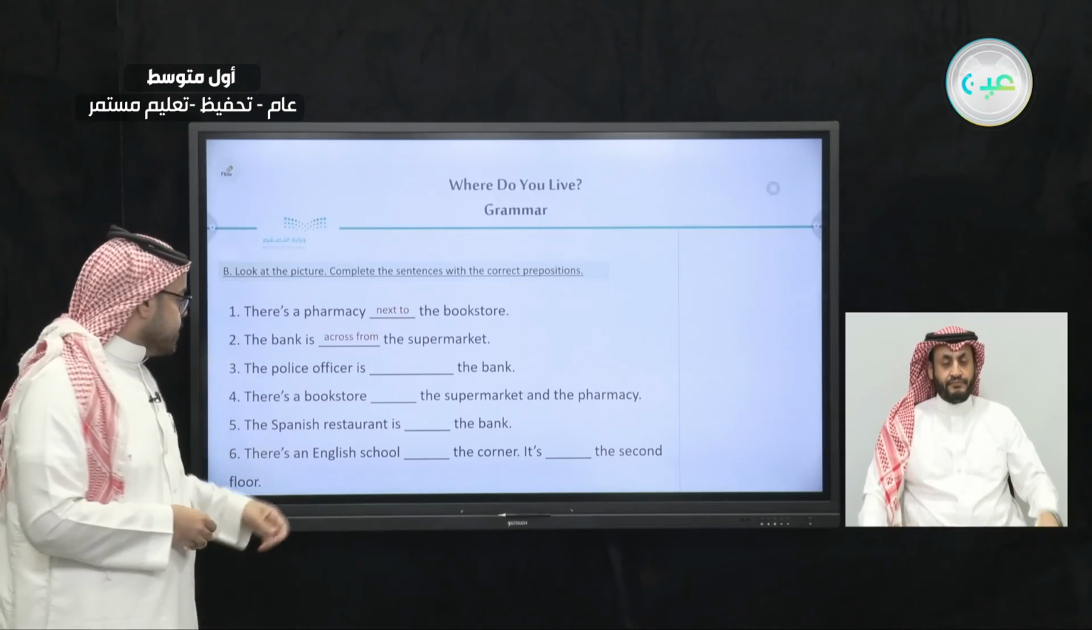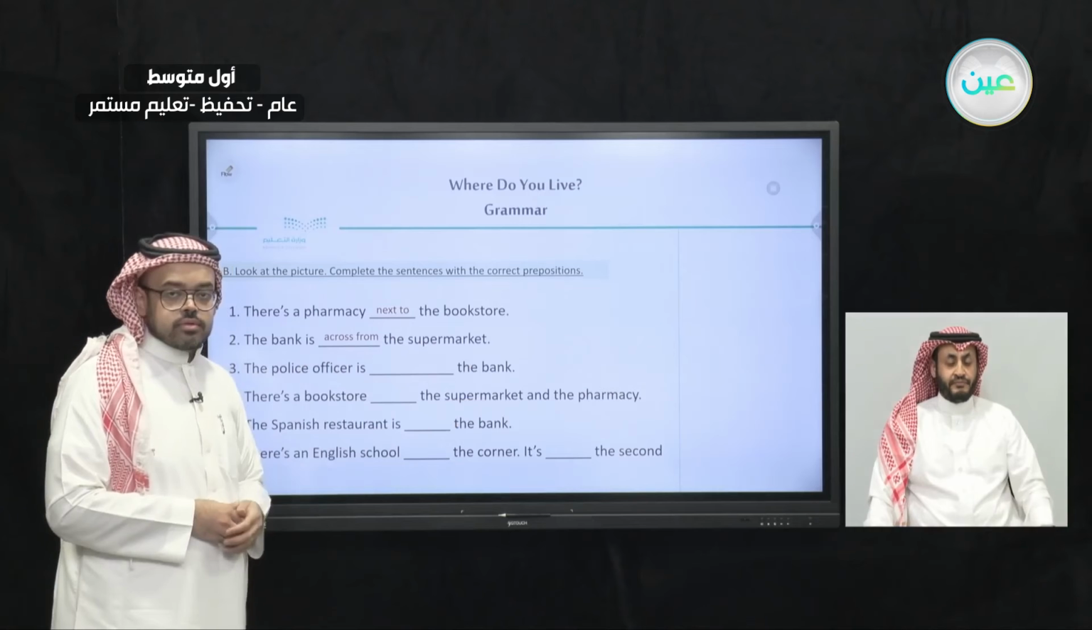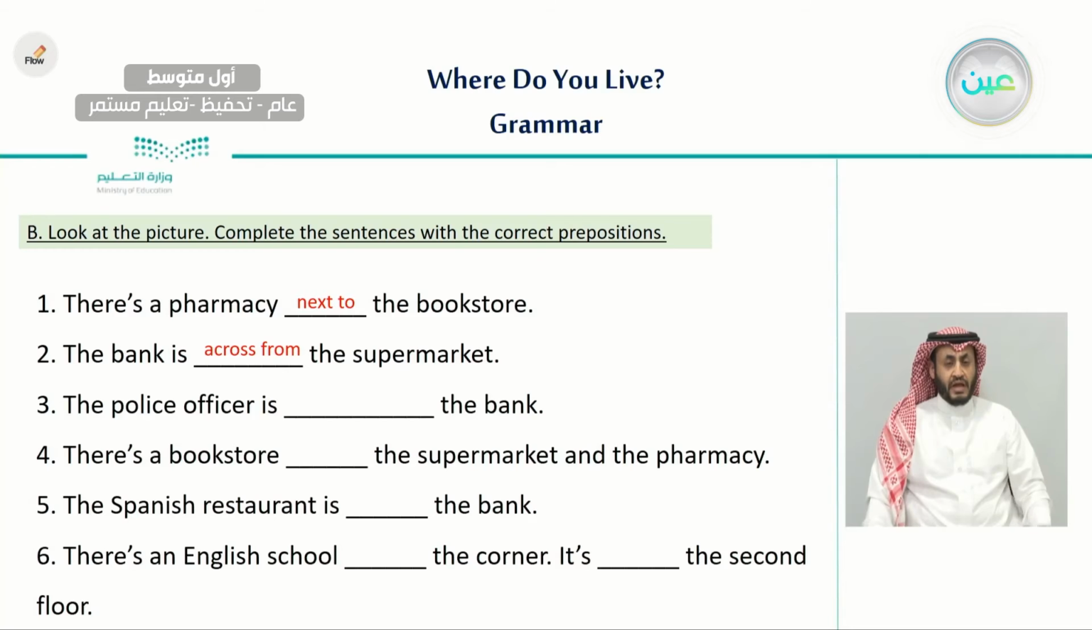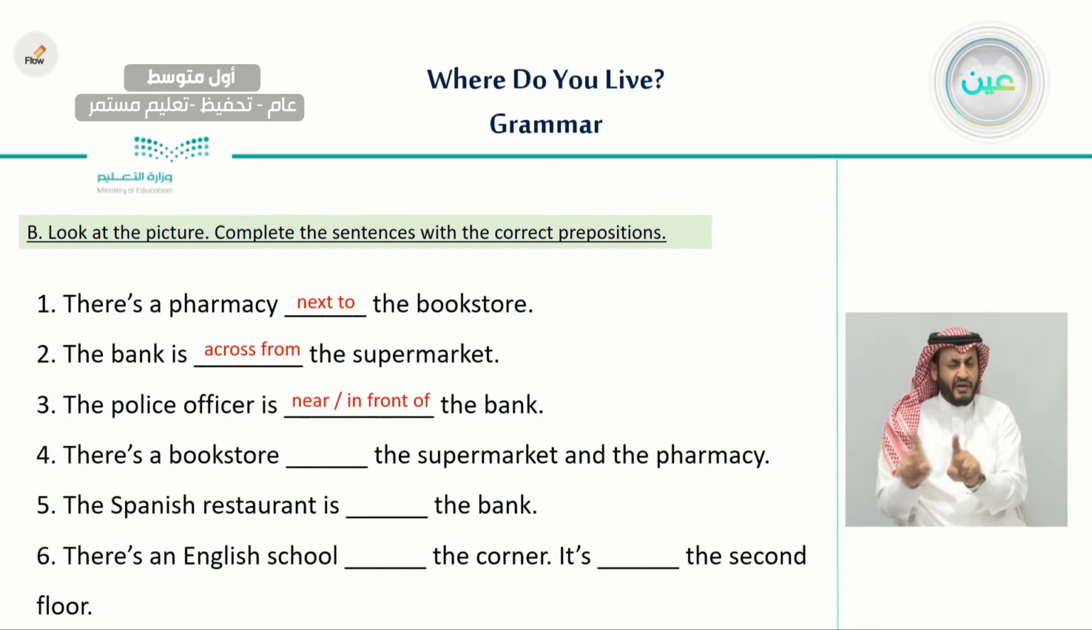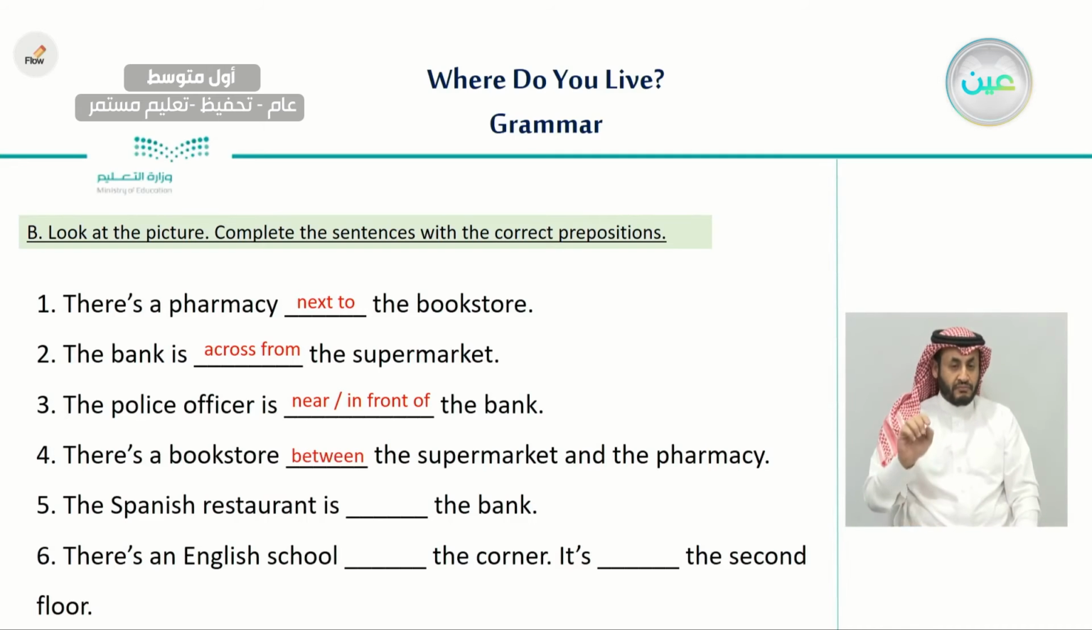Number 3, the police officer is blank the bank. Very good. It is near or in front of the bank as he stands there. Number 4, there is a bookstore, blank the supermarket and the pharmacy. What is the preposition we used here? Very good. It is between the supermarket and the pharmacy.